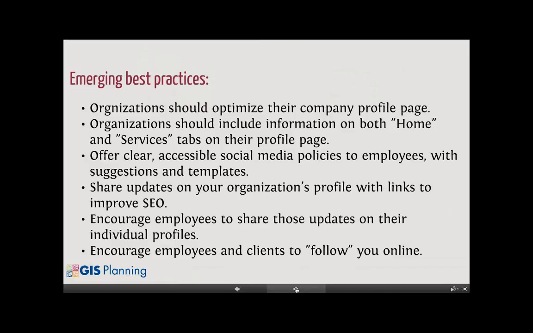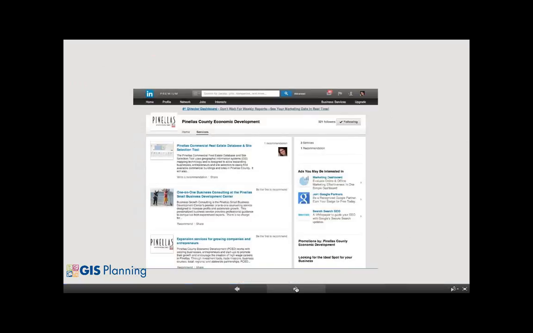Now, some best practices here. Organizations should optimize their company profile pages. You can use the Google AdWords keywords tool. You could include information on both the Home and Services tabs on the profile page. You should make sure your employees have some clear, accessible social media policies, what is appropriate to post and what isn't. You should regularly share updates about your company or your organization and encourage your employees to further like, comment, or share those so that you, again, get that amplification impact by making sure that it snowballs out to their contacts as well. And encourage employees, clients, and the people you meet to follow you online.